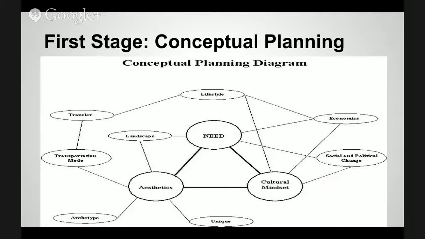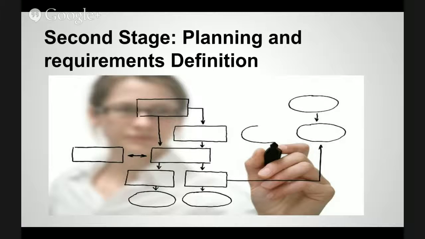It is during this phase that a need to acquire or significantly enhance a system is identified. The feasibility and cost are assessed, and the risk and various project planning approaches are defined. The second one is planning and requirements definition.